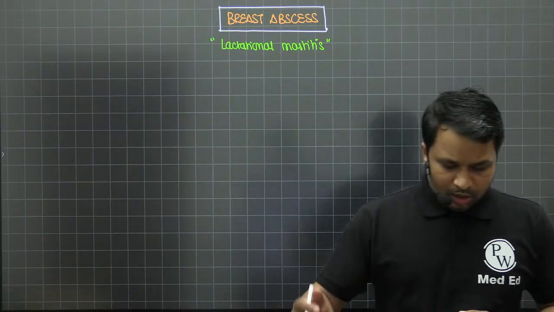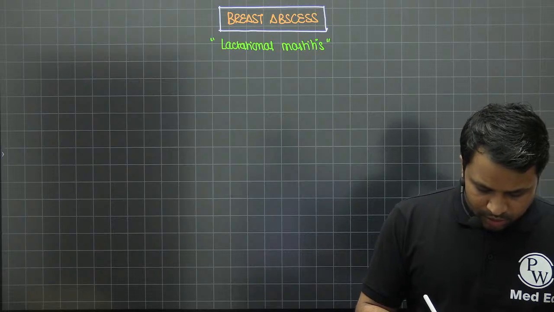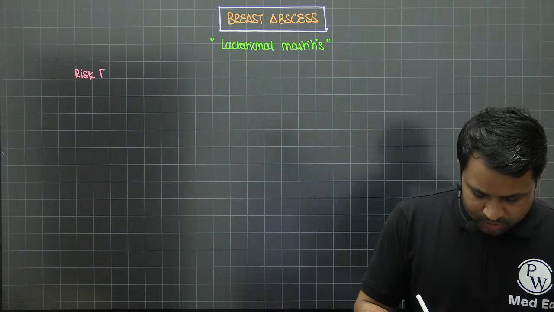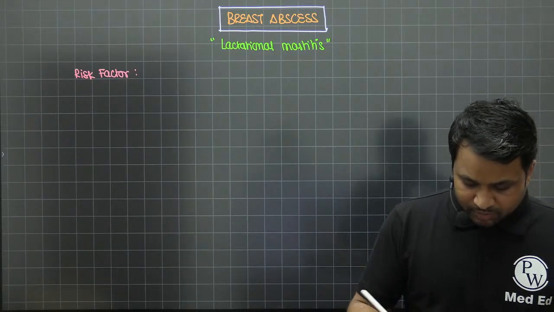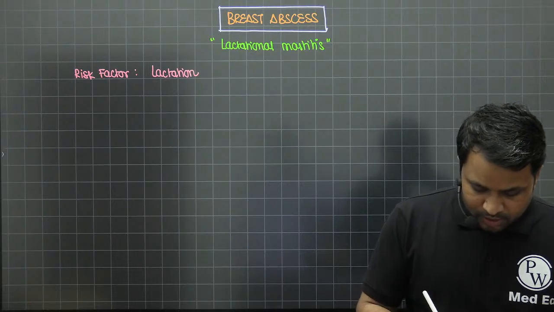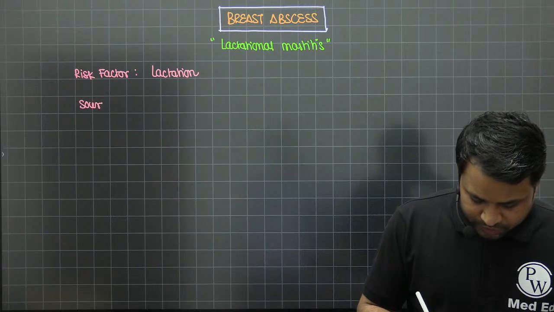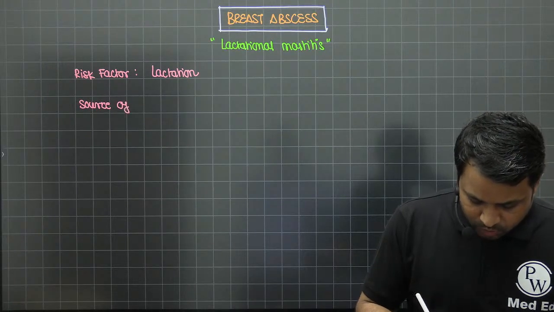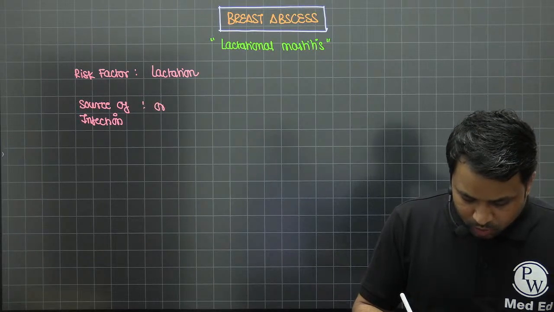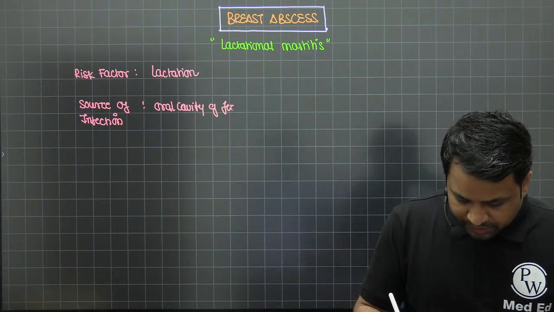Okay? Now, when you talk about the patient who is having a breast abscess, if you look at the most important risk factor, the most important risk factor for development of the breast abscess is lactation itself. So, what is the most common source? Where do you get the source of infection? The source of infection is going to be the oral cavity of the feeding baby.